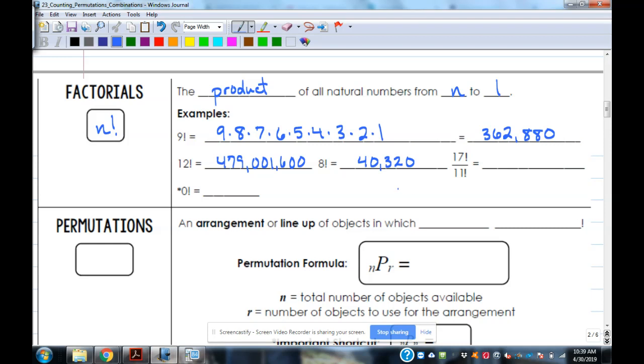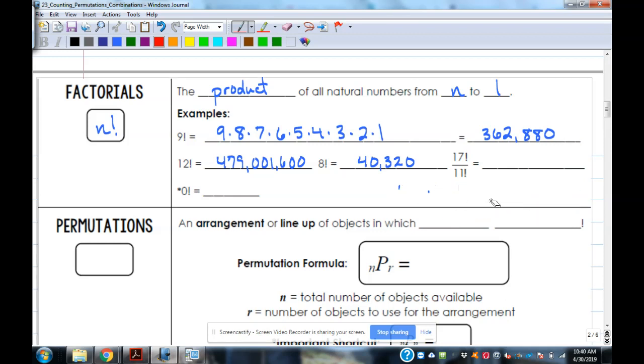Now, here's the neat thing about 17 factorial divided by 11 factorial. If you did 17 factorial, you know it's this, 17, 16, 15, 14, 13, 12, 11, and it keeps going, right? Divide that by 11 factorial, you know 11 is this, and keeps going. What happens is the 11 factorial cancels out all of those, and you just end up with 17 times 16 times 15 times 14 times 13 times 12.